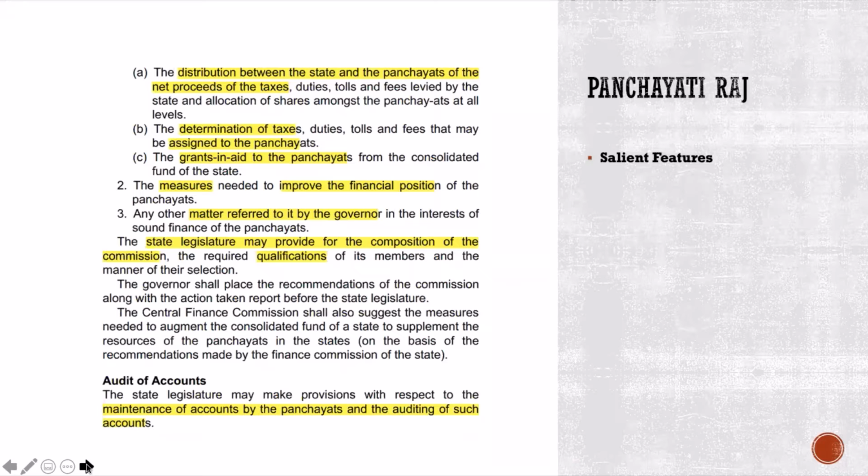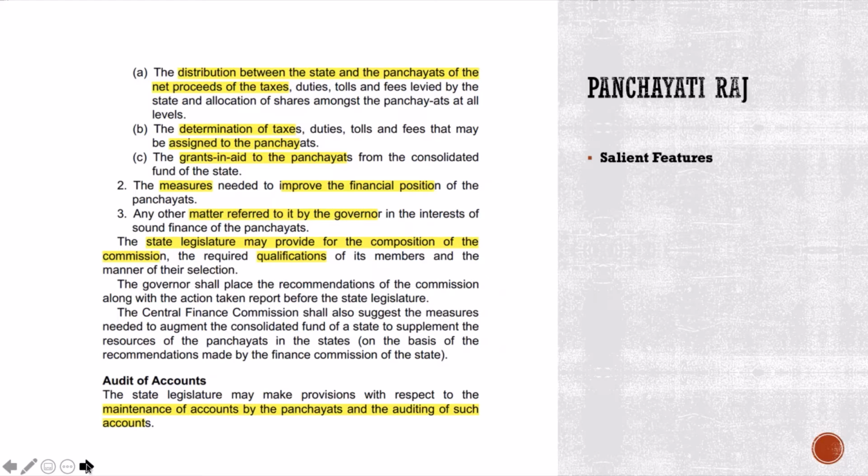What are the measures that need to be taken in order to improve the financial position? And any other matter that is recommended by the governor, things of that nature. However, the state legislature has to decide what should be the composition of the Finance Commission, what should be the qualification, all of that.